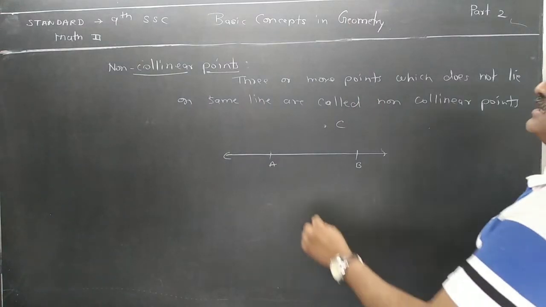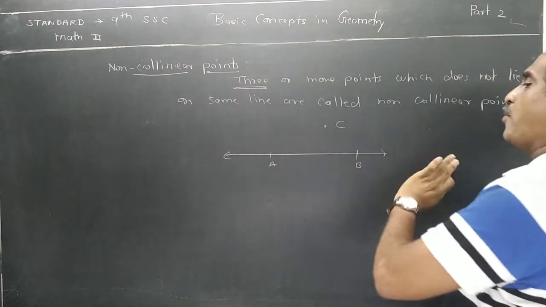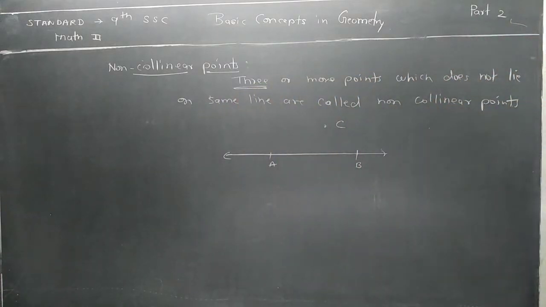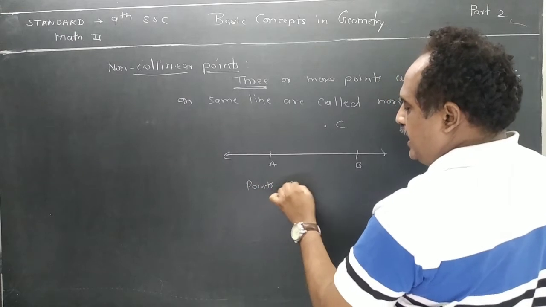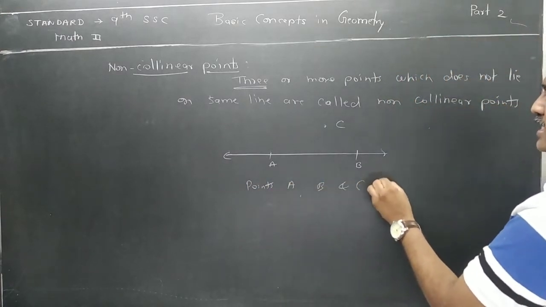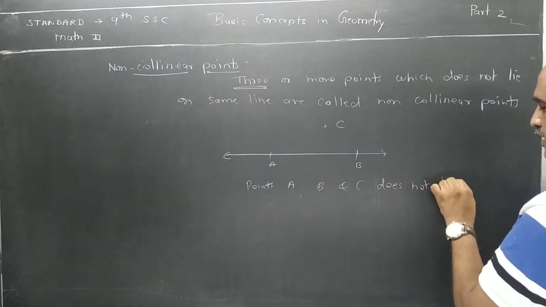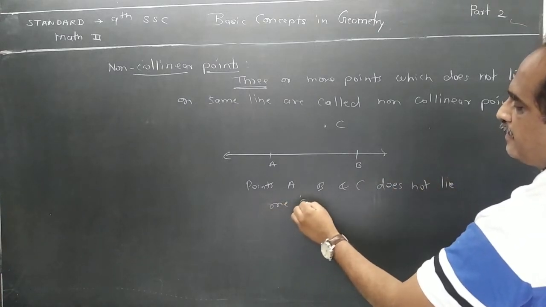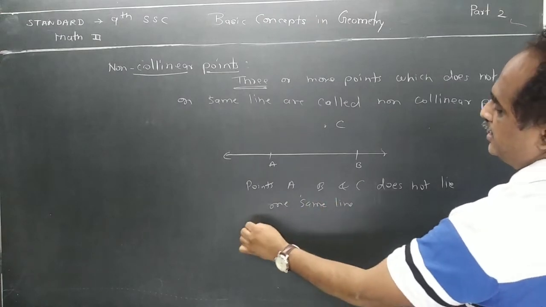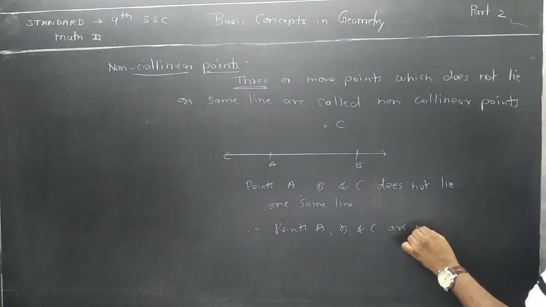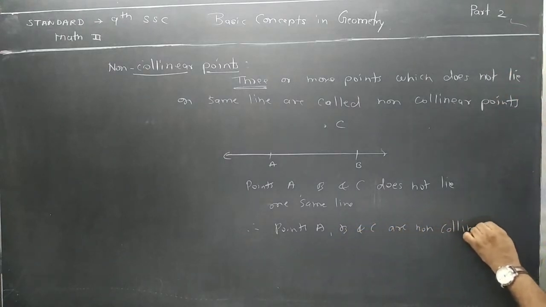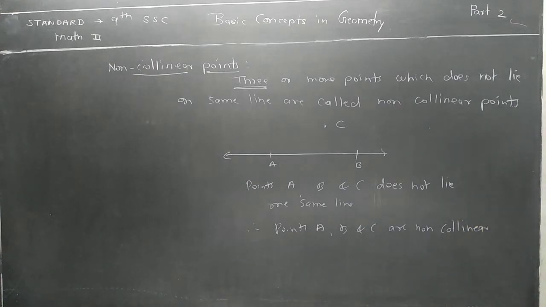So that's the reason I have said 3 or more points. Minimum 3 points should be there to judge whether it is collinear or non-collinear. If there are 2 points, then they are collinear only. Is it right? So what can I write then? Points A, B and C do not lie on the same line. Therefore, points A, B and C are non-collinear. But if anybody asks about only 2 points, they are always collinear.